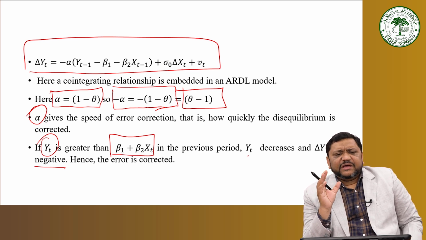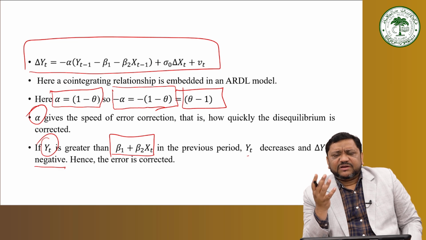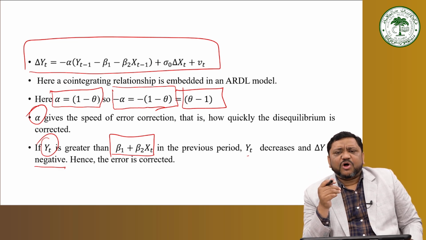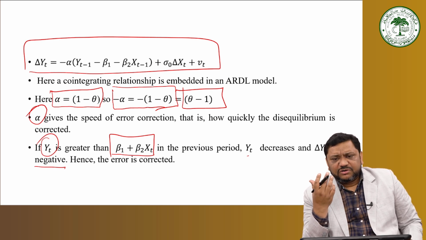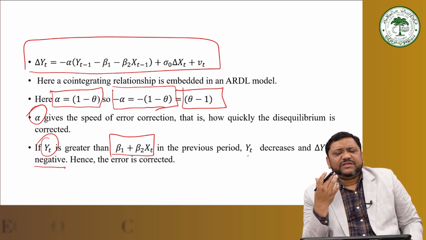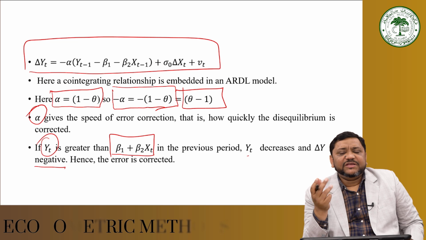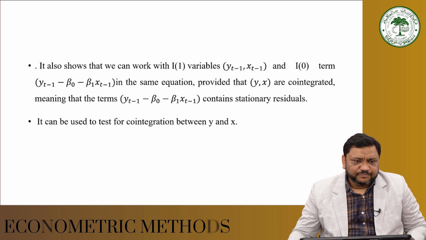So basically, the error correction model is a reparameterization of the ARDL model. This model incorporates both the long run relationship between y and x and also the short run dynamics, and that is, it gives the proportion of error that is corrected in each time period.